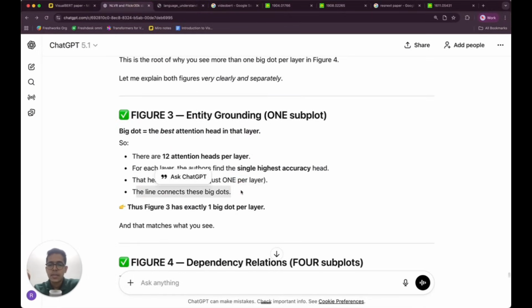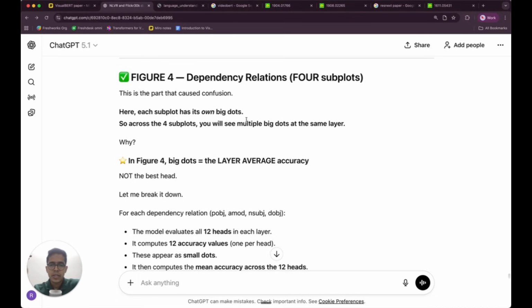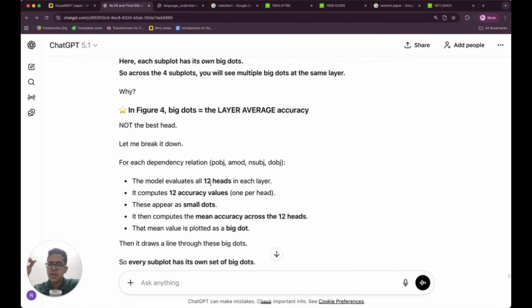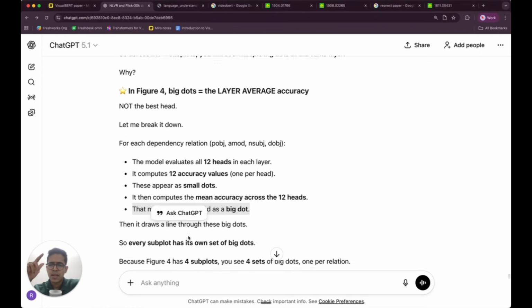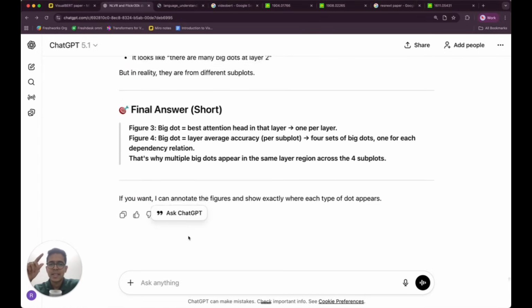The line connects these big dots. In figure 4, each subplot has its own big dot. So you see multiple big dots in the Y because in figure 4 a big dot equals the layer average accuracy. Okay, sure. The model evaluates all 12 heads per layer, computes 12 accuracy values, one per head. These appear as small dots and then it computes mean accuracy across 12 heads. I don't think what ChatGPT is saying is making sense at all.